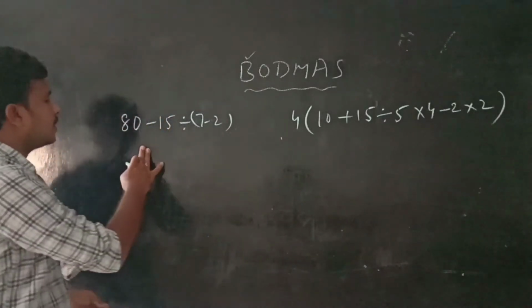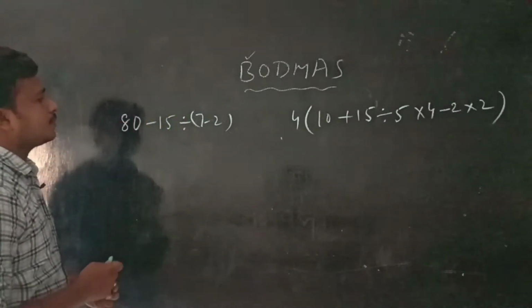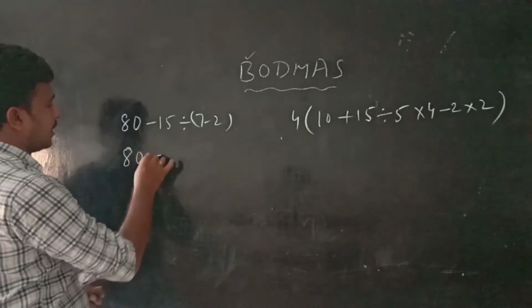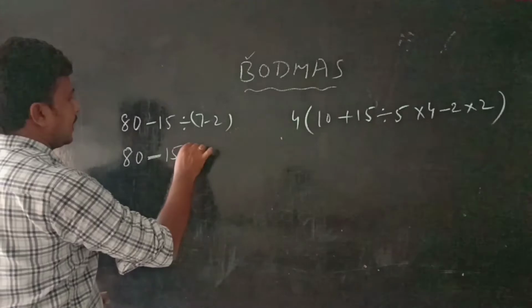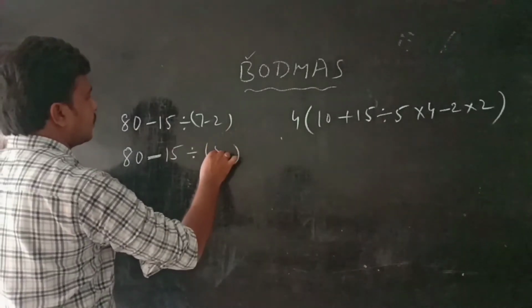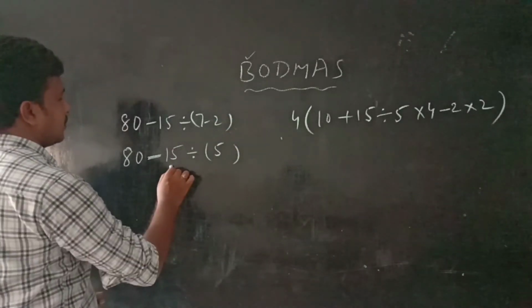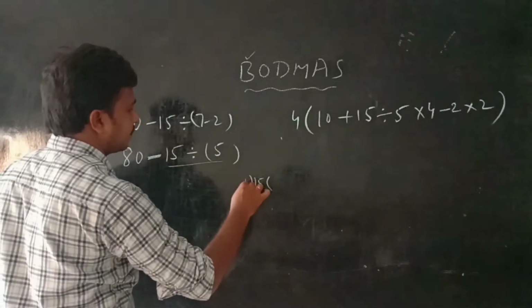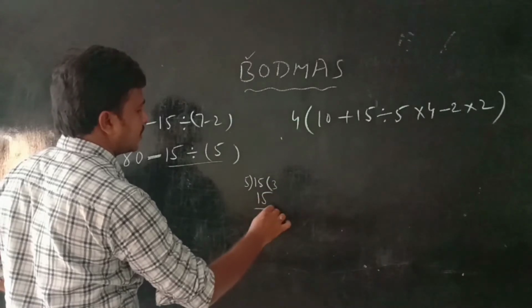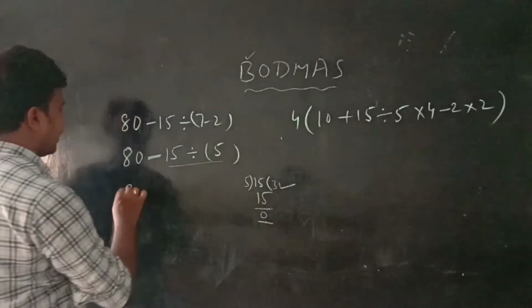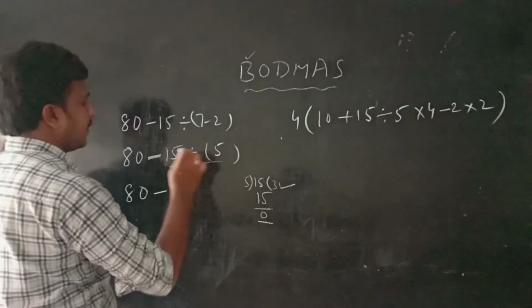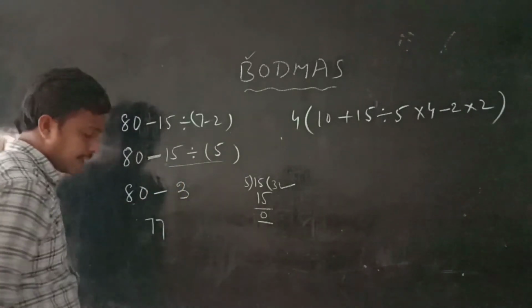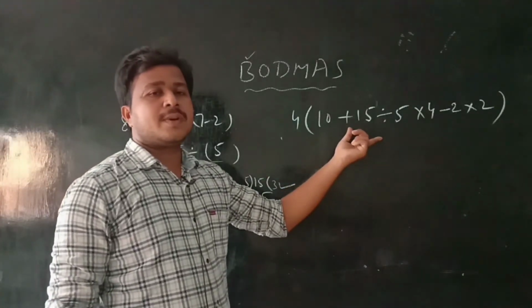Okay students, two more examples. In this example, first of all we solve brackets. 80 minus 15 divided by 7 minus 2, 5. So again we do division. 15 divided by 5, 5 3s are 15. Quotient is 3. So 80 minus 3, 77.